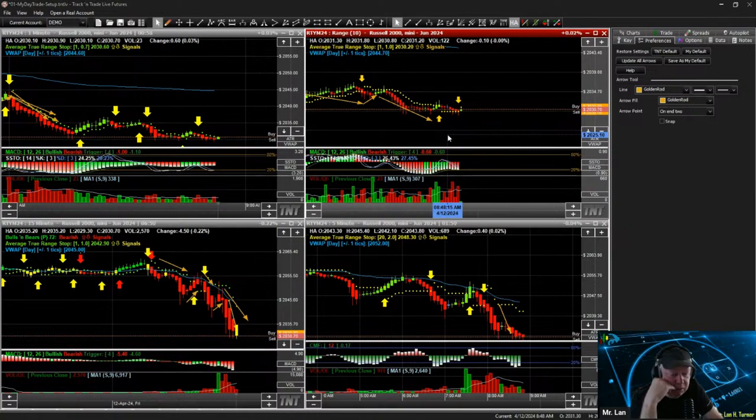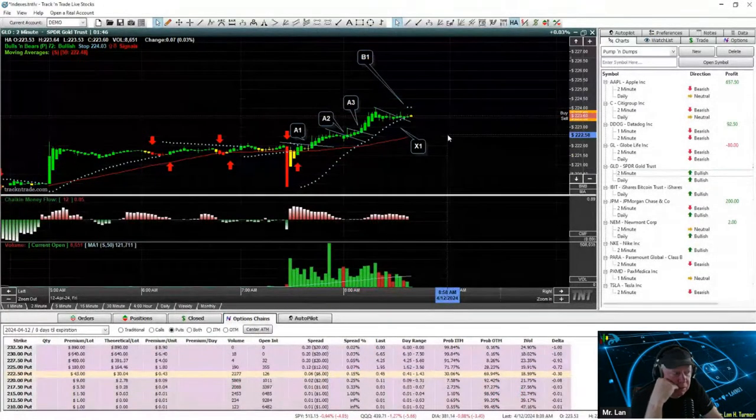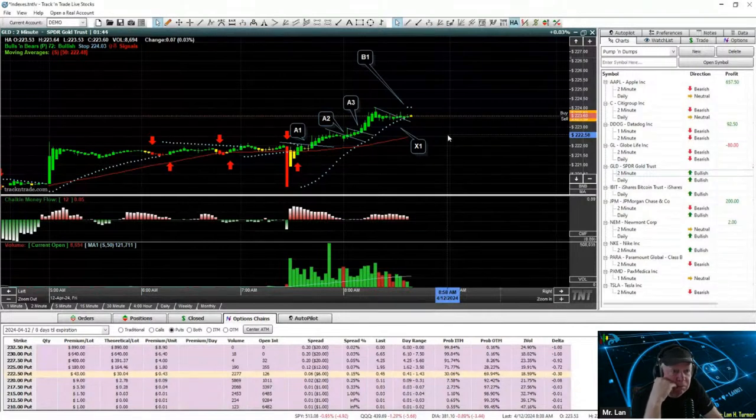Russell 2000. Gold's trying to go again. Just buy your call right now, Len. You know it's going to be a nice, big, beautiful three-drive pattern at the end of the day. Why don't you just get in right now?